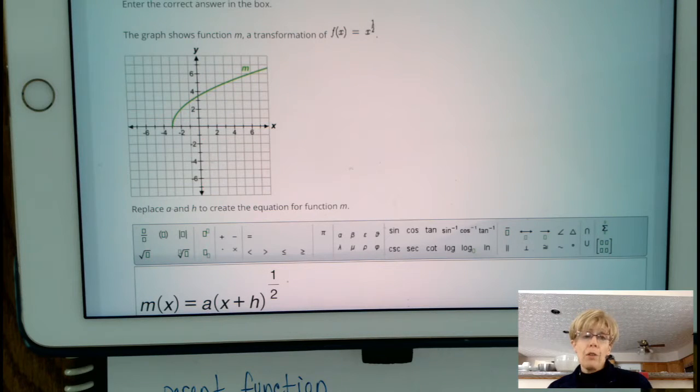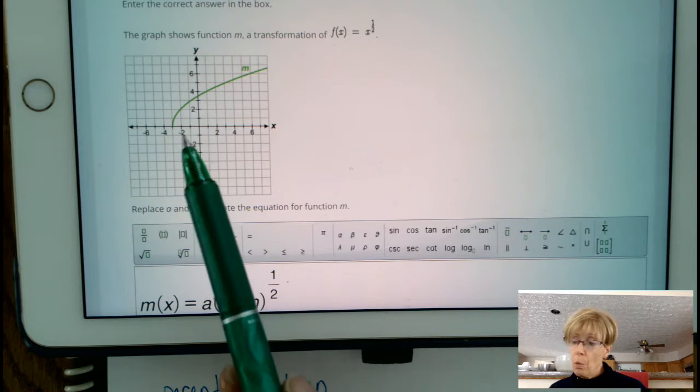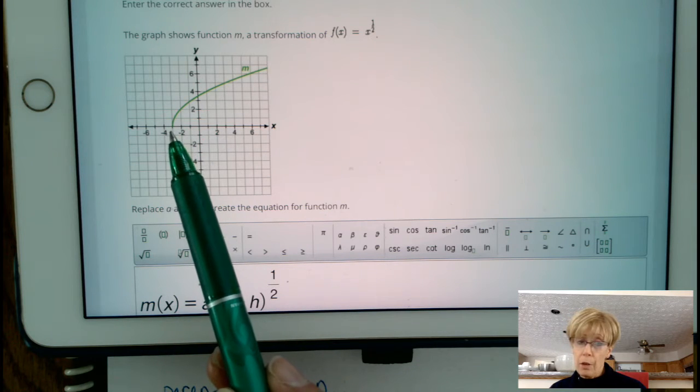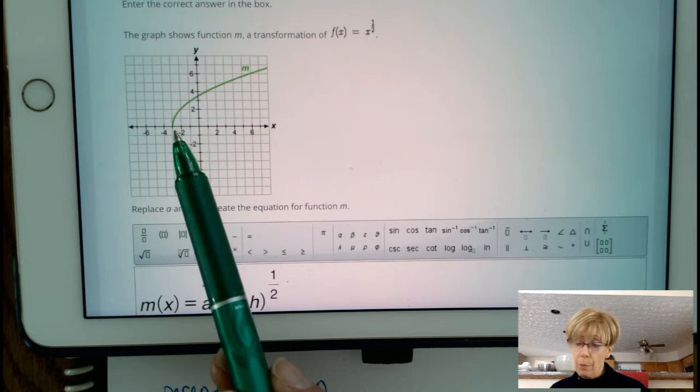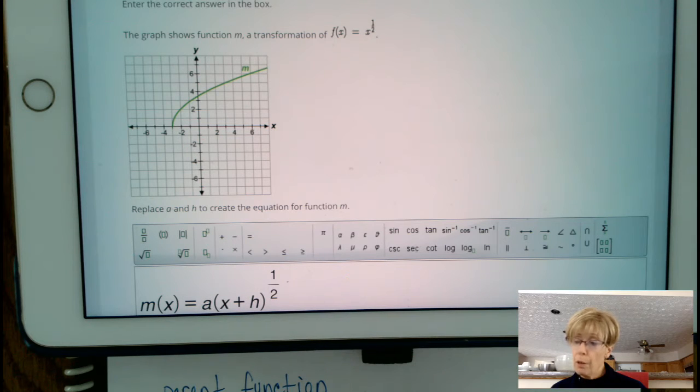The graph shows function m, a transformation of f of x equals x to the 1/2. We need to replace it to create the equation for function m. Well, the first immediate piece that I notice is that our graph starts here at -3. So we move the graph 3 spaces left.